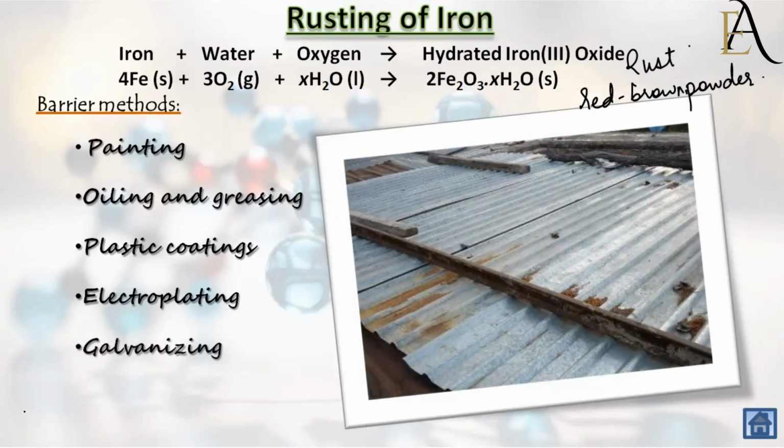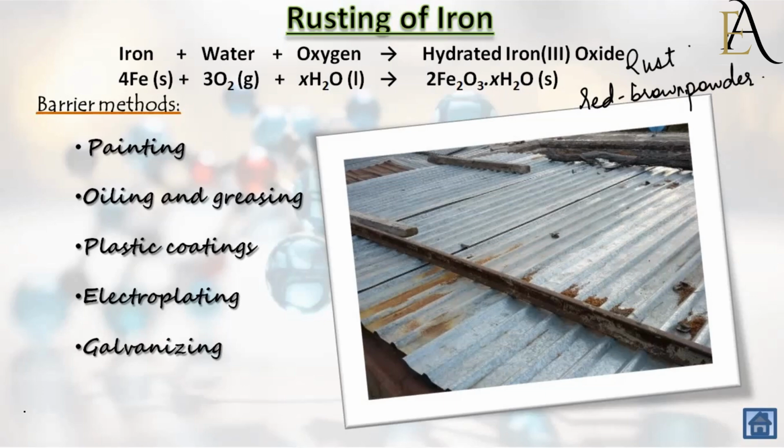Galvanizing. Galvanizing is a process in which the iron object is coated with a more reactive metal like zinc. Here, even if zinc is corroded, it will not allow iron to rust. It will protect iron from rusting, whereas in the previous methods, the moment the barrier methods were damaged, iron started rusting. But over here it won't.